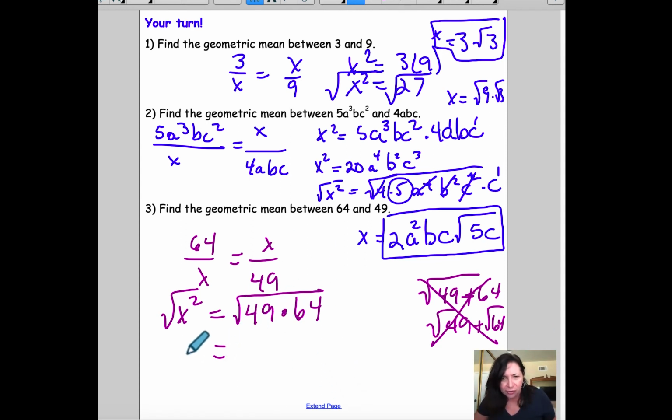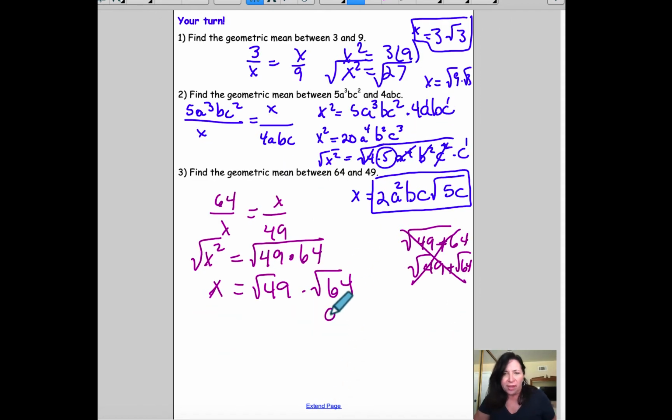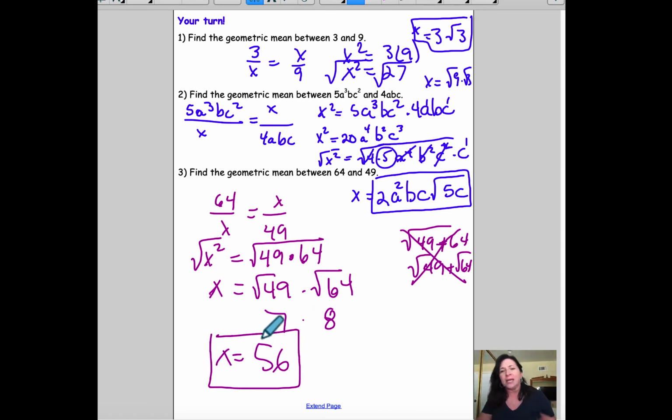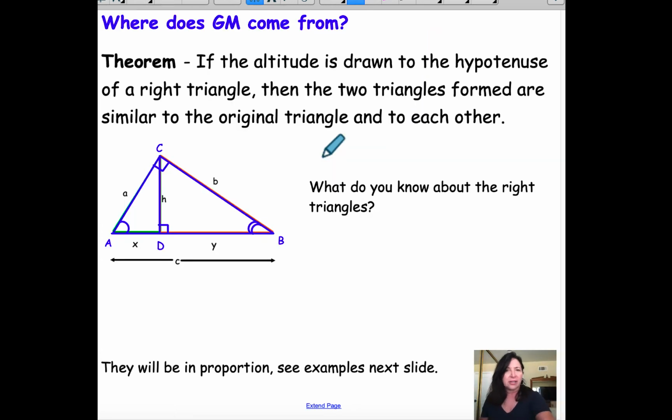And so what we have is x is equal to the square root of 49 times the square root of 64. Well, the square root of 64 is 8. The square root of 49 is 7. 7 times 8 is 56. So my geometric mean between 64 and 49 is 56.